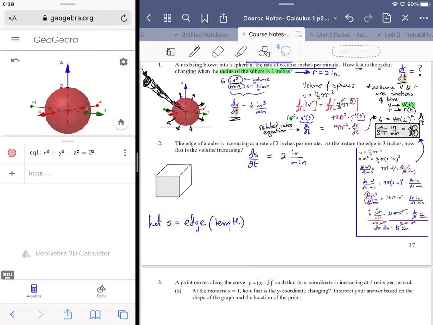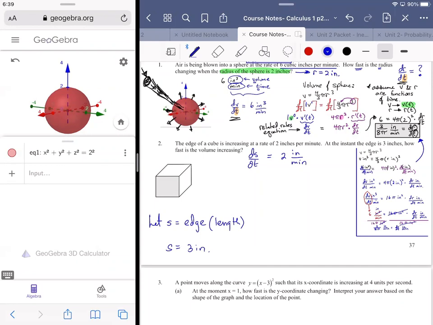Now, it says at the instant the edge is 3 inches. All right, so at some point in this whole journey, the length of the side or edge is going to be 3 inches. It's not always going to be 3 inches. It's not constant, but there will come a moment in time in which it's 3 inches.